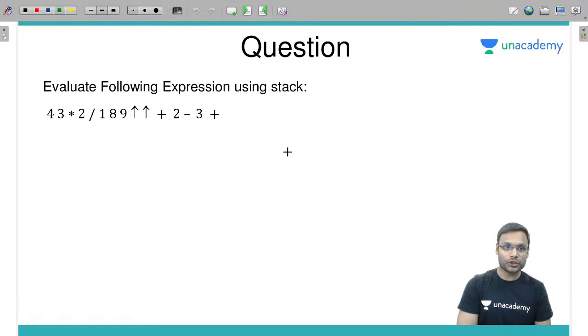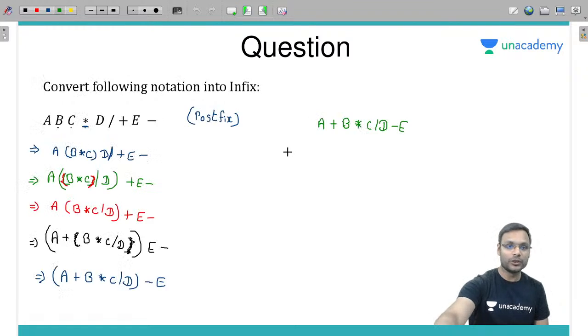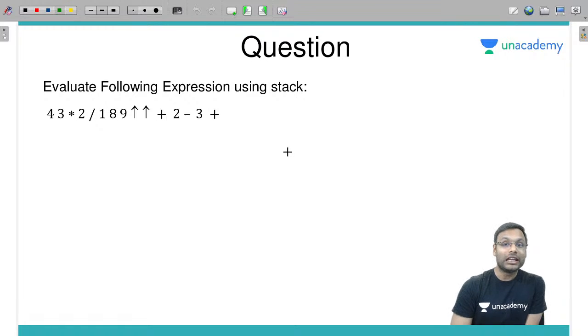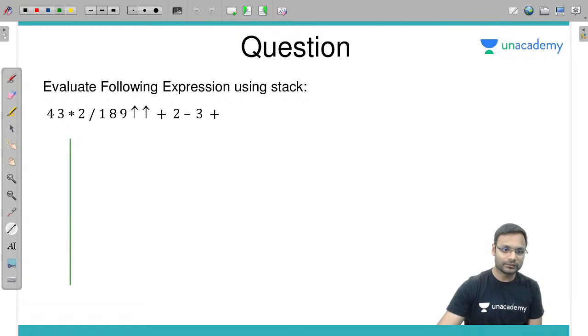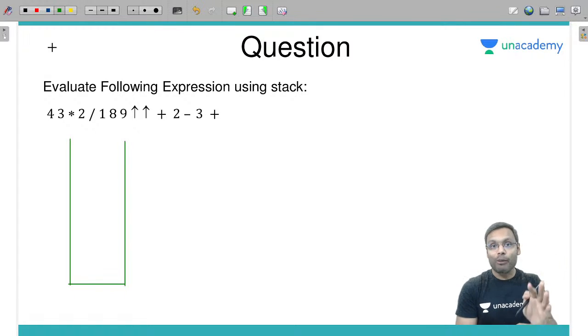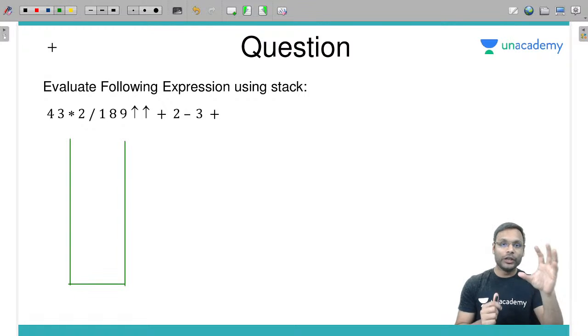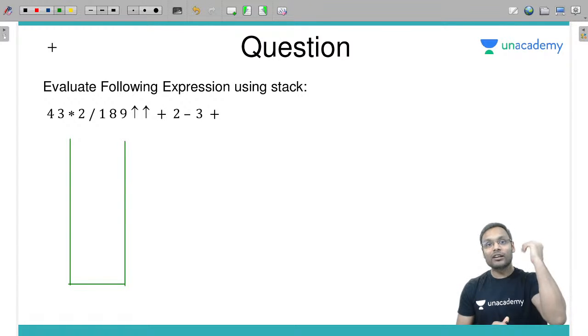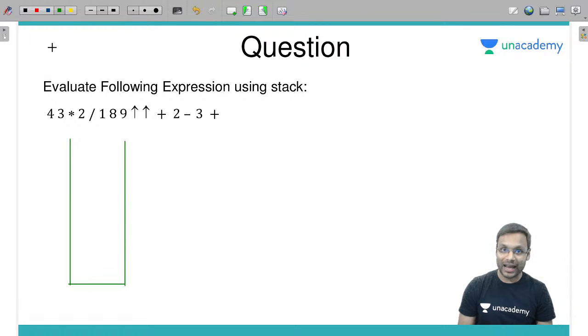Another question. This question says evaluate the following expression using stack. You need to evaluate this expression using stack evaluation, right? So let's do that. How to evaluate? First of all, you need to draw a stack. If you remember the method, what is the method? Can you recall it quickly? If any operand, push it onto the stack. Any operator, pop two values, perform second value, operator, first value, and push the result onto the stack. Remember that method? Yes, the same thing we are going to do here.